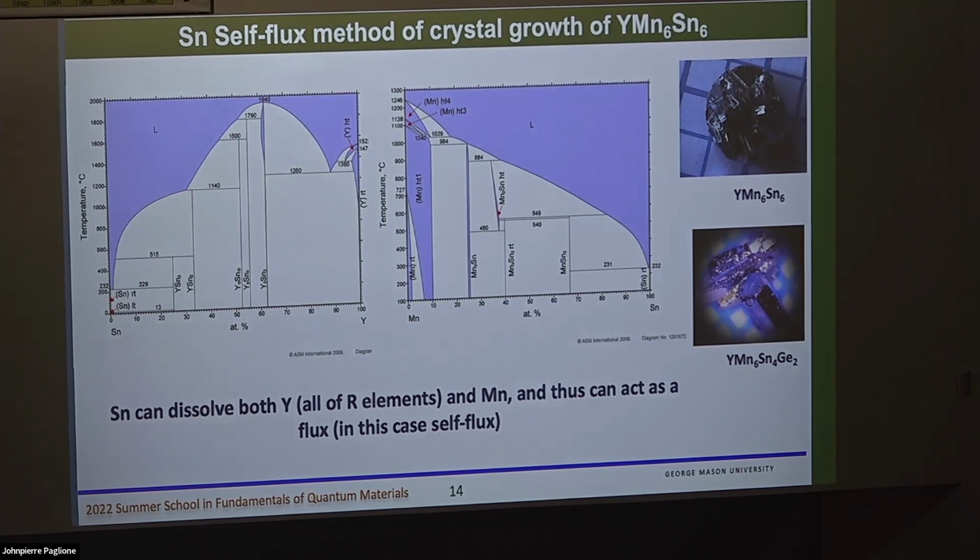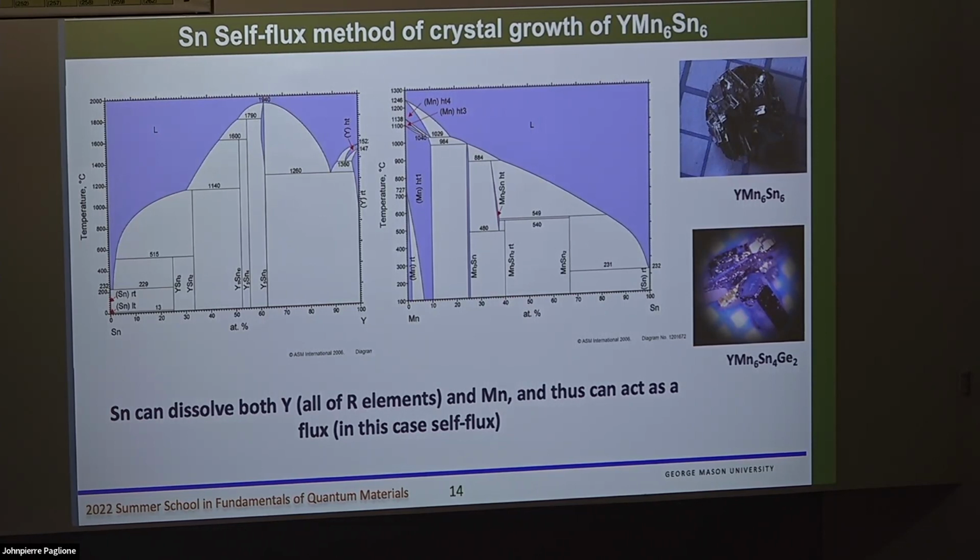So at very large concentration of tin, it can dissolve yttrium at somewhere around 600 or slightly above 600. You just require a large amount of tin to dissolve it. For manganese, it is much easier. In the phase diagram, this whole thing is liquid, so it's not a problem. So tin can dissolve both yttrium and manganese, and it's true for almost all of these layers that form in the system. So, tin self flux.